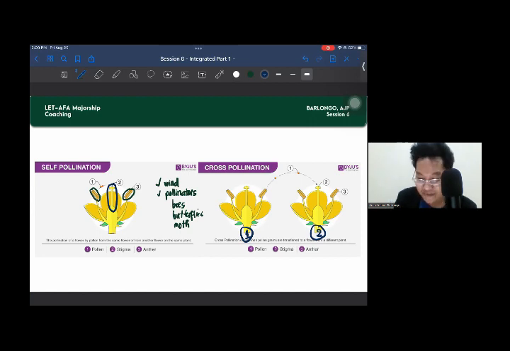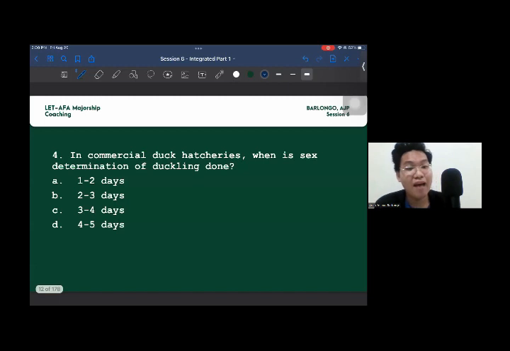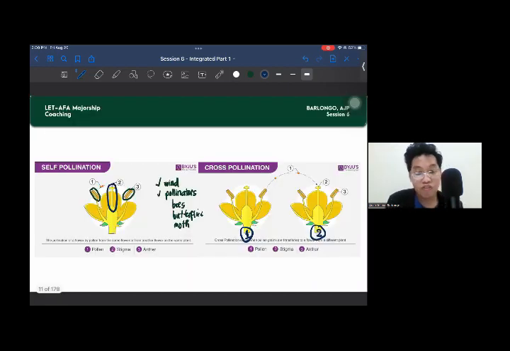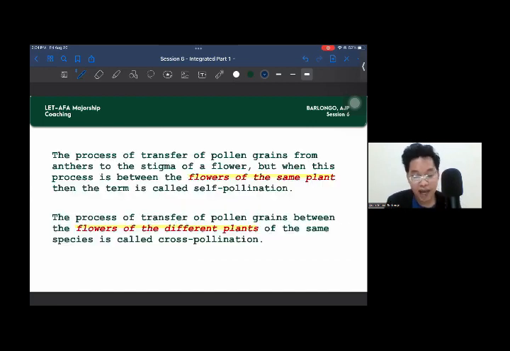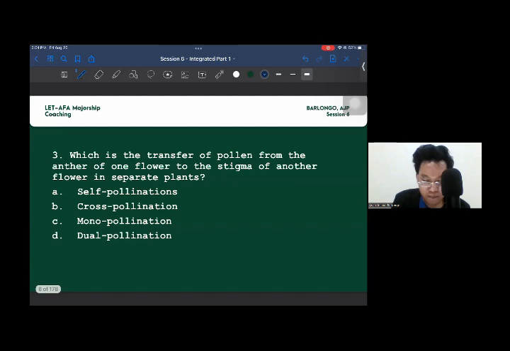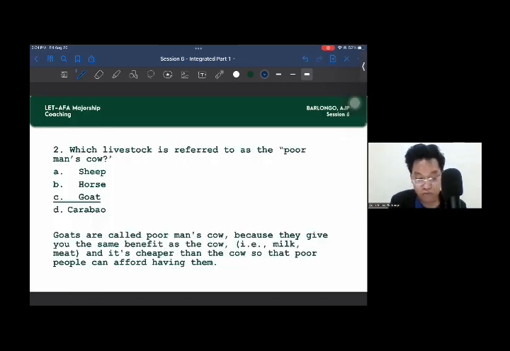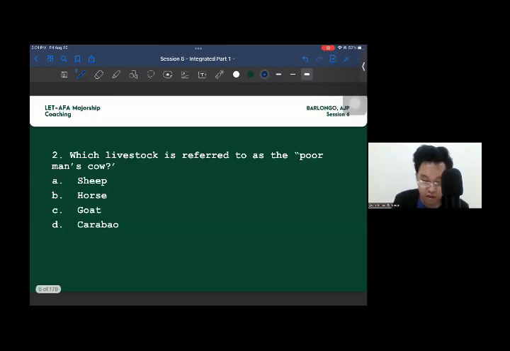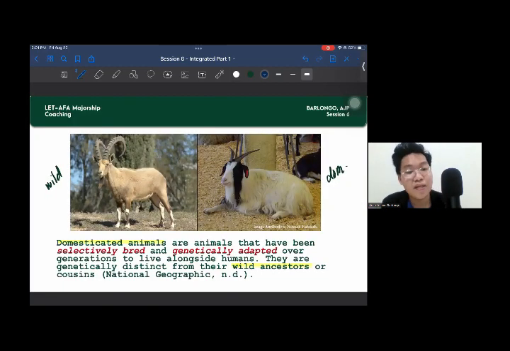Alright, so before we go to the next item, let's have a 5-minute break for you to digest our information. So, we have tackled self-pollination and cross-pollination. What is the difference between them? We have also tackled the goat being the poor man's cow. And of course, the difference of domesticated animals from wild animals.